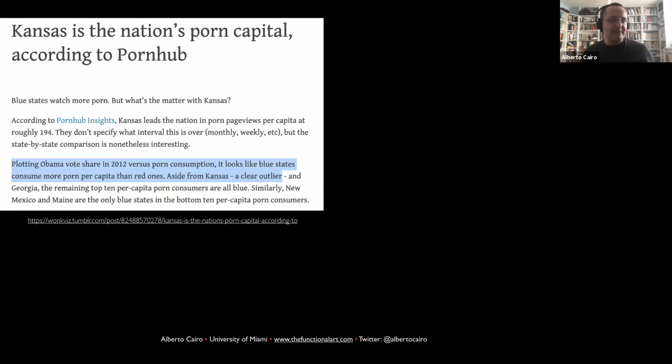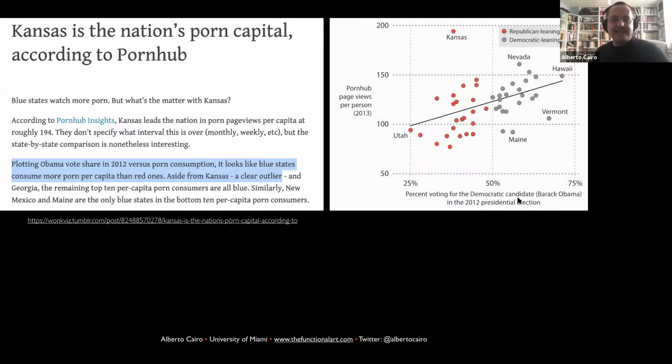So Chris decided to have some fun with it, and he made a scatter plot of porn consumption on the vertical axis, number of pages per capita per state of Pornhub. And on the horizontal axis, he put the voting patterns, the percentage of people who voted for a particular candidate state by state. And as you can see, there is a semi-weak positive association between voting Democratic and porn consumption. The more Democratic a state is, the more porn per capita that state tends to consume. And you can see that there's a clear outlier out there, which is Kansas.